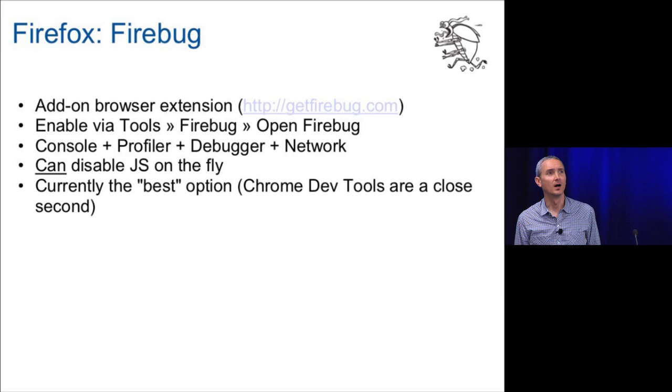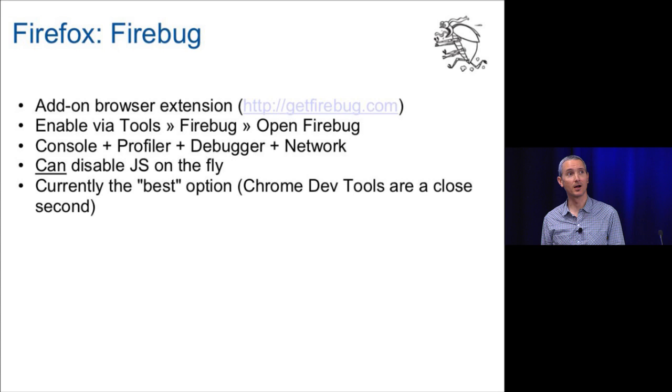Finally, Firefox has the ever popular Firebug. It's not built into the browser, but it's an easy add-on extension. You can get it from getfirebug.com. You can open up the add-ons manager in Firefox and grab it that way. You can enable it via Tools, Firebug, Open Firebug, although with most recent editions of Firebug, once you install it, you actually get a button in the upper right-hand corner of the browser that you can just click on.